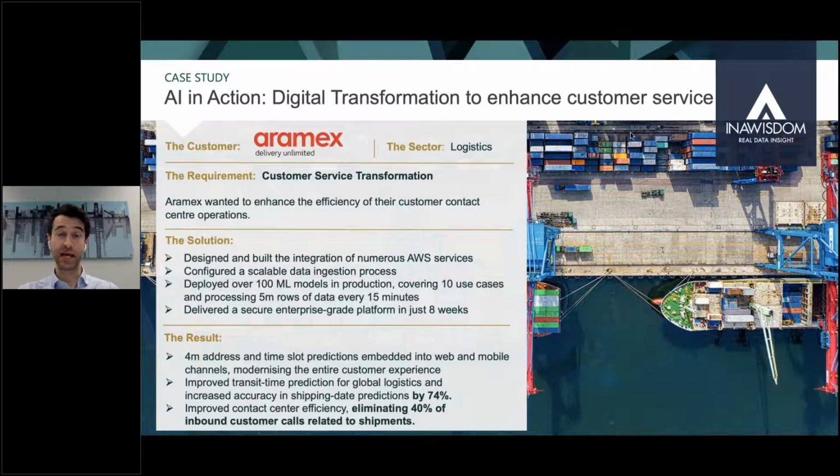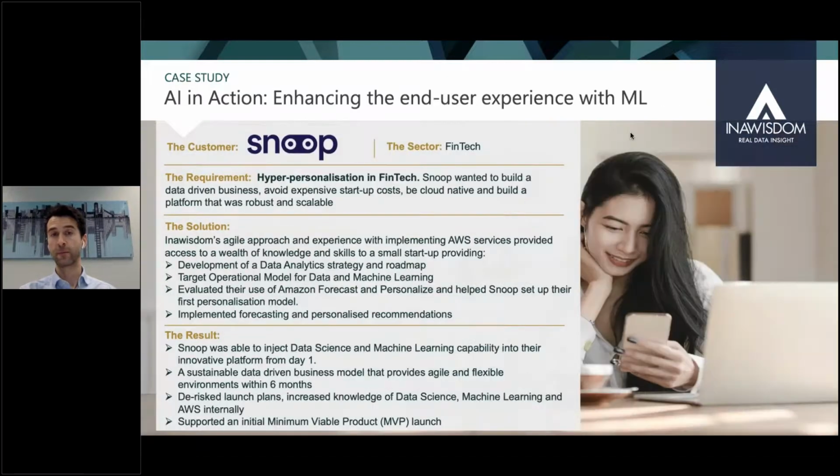ARMAX was big and they had loads of data and we were really spoiled here. But the idea of using AI is quite flexible. So there's another use case here that talks about a small startup called Snoop. Snoop is a startup, and when we started working with them, they did not have a product out there. They wanted to create a fintech product where it would give recommendations to the customers when they purchase something.